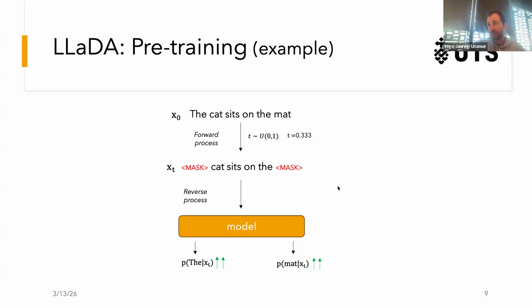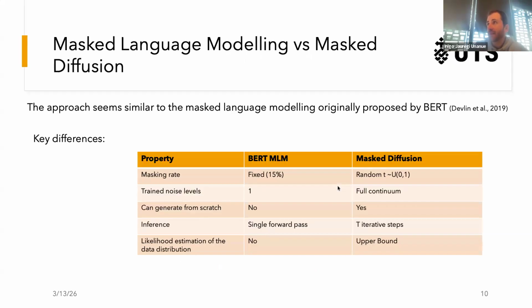But here there is bidirectional attention. So it's very similar to BERT, if you remember BERT. Its reverse process is almost identical to BERT. It's just a masked language model. Yeah, so that's my next slide.